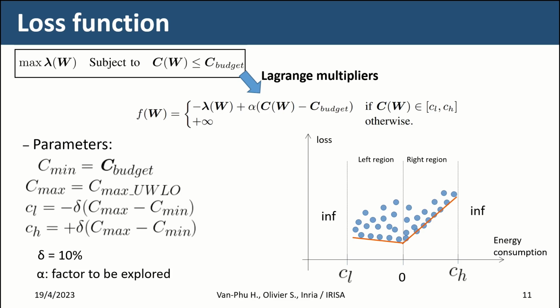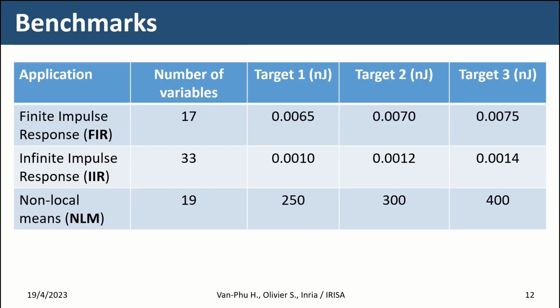So in order to find a solution that satisfies the cost constraint with high quality, we focus the loss function to cover only a narrow range, CL and CH, around the cost budget. Solutions with cost outside the range are penalized with a positive infinite loss. By doing this, we ensure that the search algorithm focuses only on finding solutions that have both high quality and satisfy the cost constraint. For the evaluation, we use FIR and IIR filters, and non-local means, a noise reduction algorithm using image processing, as benchmarks of our approach.